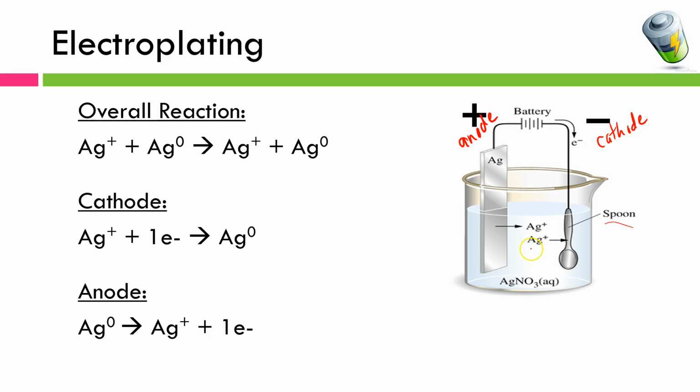As the silver ions are taken out of solution, they need to be replenished, and they're replenished by the oxidation of silver at the anode. So it might seem a little strange to look at the overall reactions and then what's happening at the anode and the cathode, but the cathode is taking silver out of solution and putting it onto the spoon, and at the anode we have silver ions being replenished through the oxidation of silver.